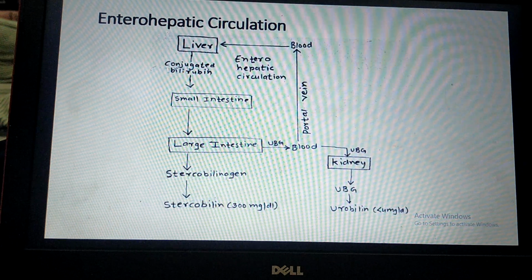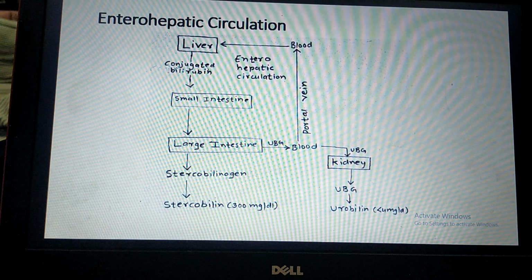It is shown here. So here I have shown the liver. Liver excretes conjugated bilirubin which enters into the small intestine. From small intestine it goes to large intestine. In the large intestine it is converted into various types of bilinogens, and lastly stercobilinogen is formed. That stercobilinogen is excreted into the stool, which on exposure to oxygen gets converted to stercobilin.